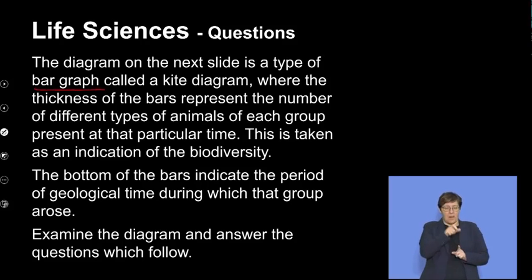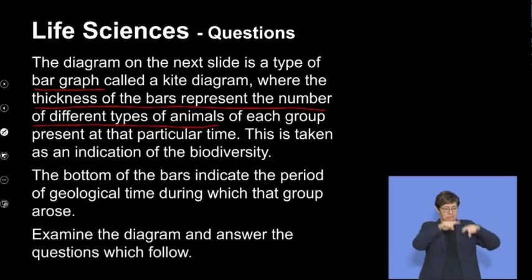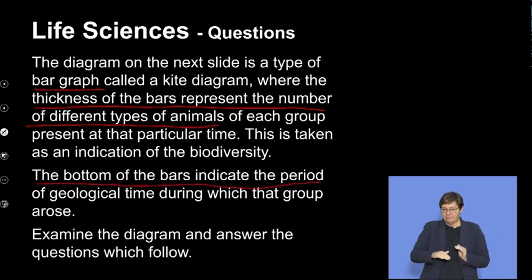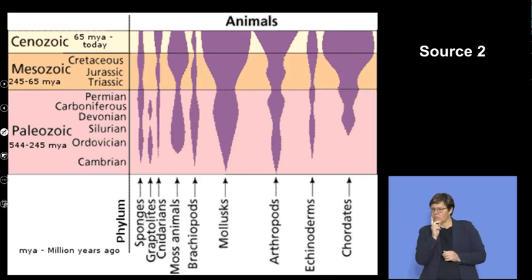graph, and the thickness of the bars represent the number of different types of animals, and the bottom of the bars indicate the period when that group arose. So let's actually have a look at this diagram.